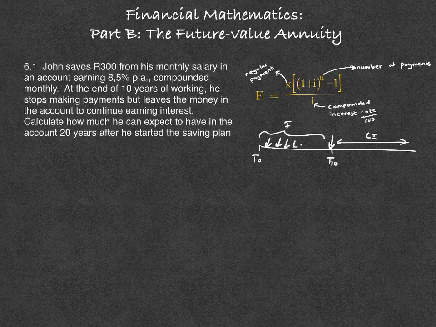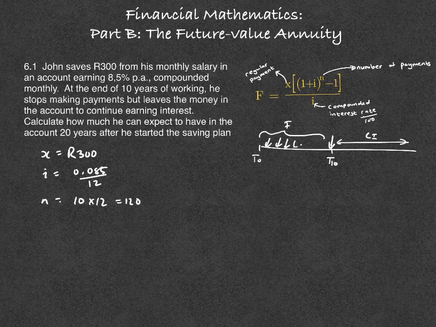So the first part is quite straightforward. X is equal to 300, right? That's his regular monthly payment. The interest rate is 8.5%, so 0.085, and it's monthly, so over 12. And then for how long will that be? So it's for 10 years of monthly payments, and he doesn't do anything fancy like starts paying immediately or something. So it's default, so that's 120 payments he's going to make.